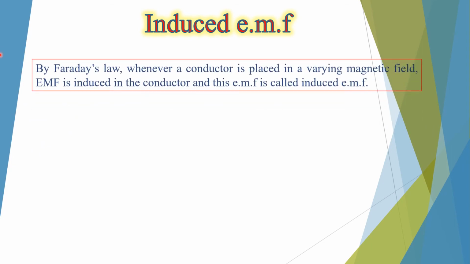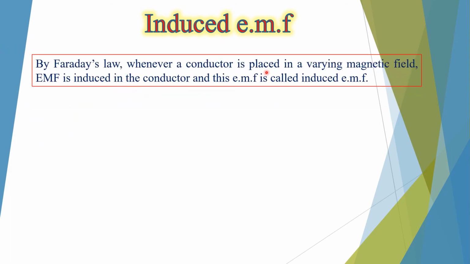Induced EMF. By Faraday's law, whenever a conductor is placed in a varying magnetic field, EMF is induced in the conductor, and this EMF is called induced EMF. We have discussed that in the phenomena of electromagnetic induction, we can move the conductor or we can move the magnet. Relative motion of magnet and conductor is mandatory. It's up to us whether we move the conductor or the magnet.